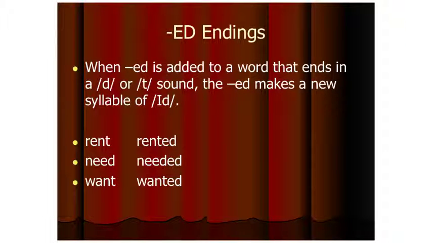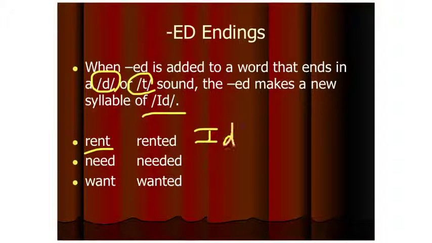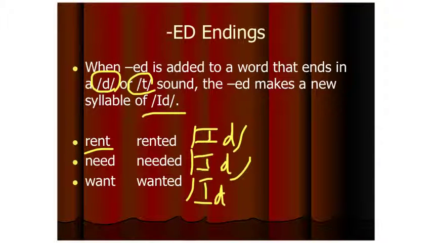The last ed sound is when you add ed to a word that ends in a d sound or t sound. And in this case, the ed makes an additional syllable pronounced id. So a word like rent ends in t. When we add ed, it adds a new syllable and it's pronounced rented. Need becomes needed, and want becomes wanted.